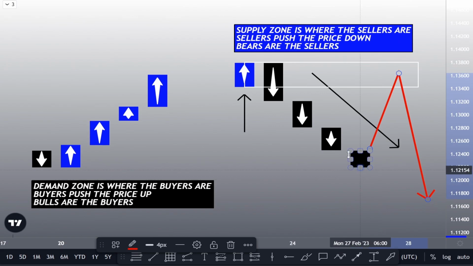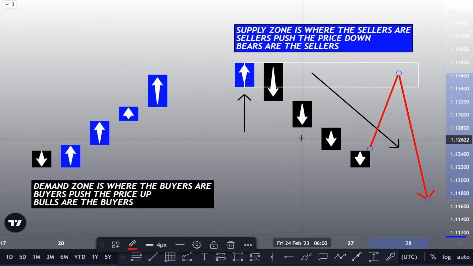So once again, this is your supply zone. A supply zone is where the sellers are in the market. Sellers push the price down. Bears are the sellers. So each bearish candle that you see, which is going to be in a black color, means that in that time frame, the price was going downwards.